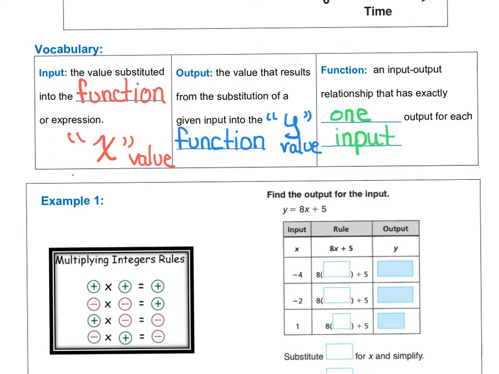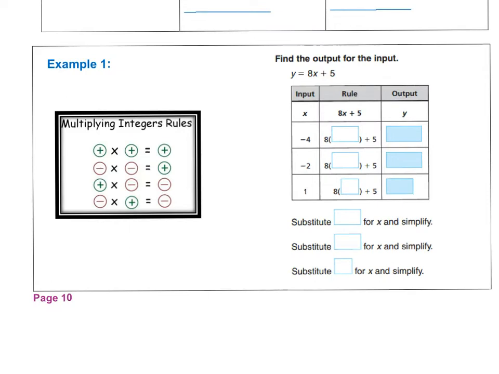In elementary school, you called function tables in and out tables. If you remember in and out tables, that was your introduction to a function table. So now we're going to try our first function table. We're down at the bottom of page 10.